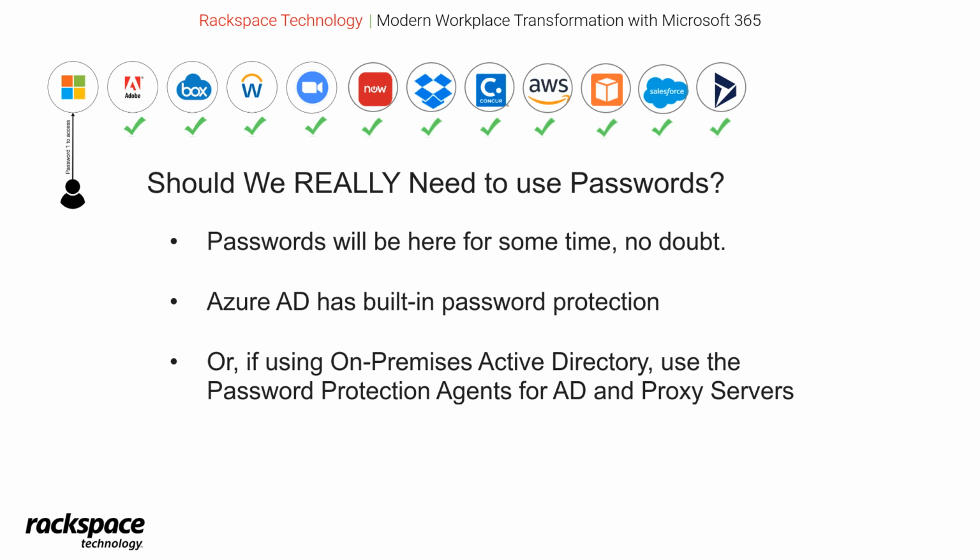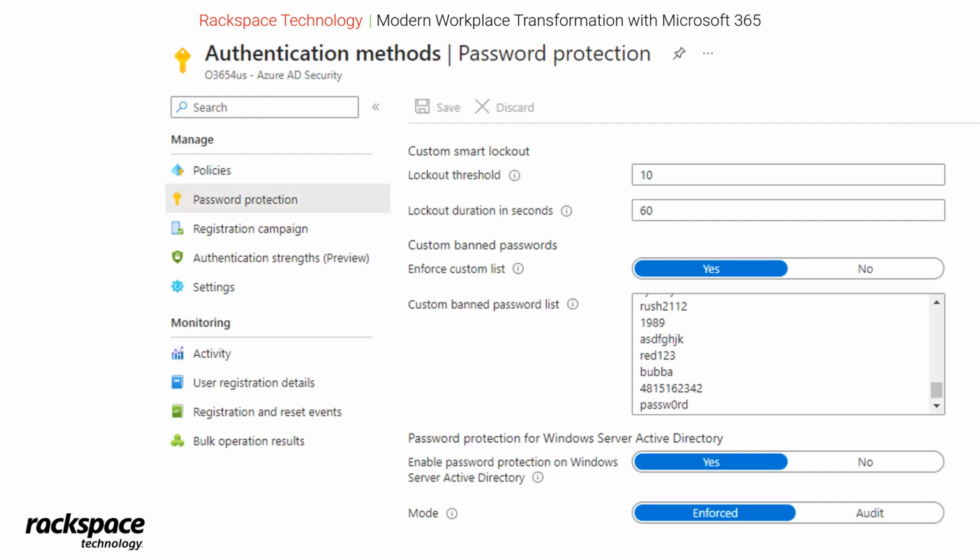The password protection not only extends to your cloud-based Azure AD identities, but also if you're using Active Directory on premises, password protection includes agents to help protect you. This can all be found in the authentication management of the portal. And let me show you where that is. I'll flip over to an example here.